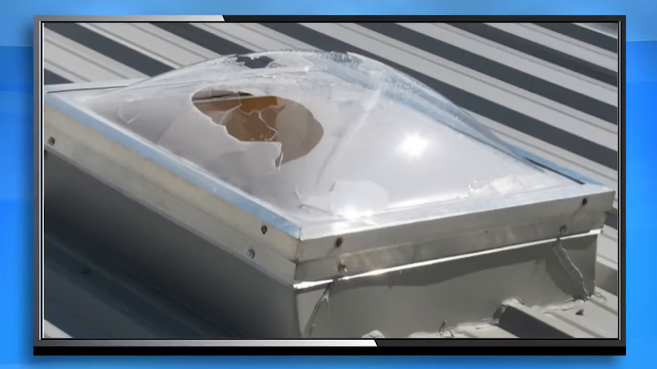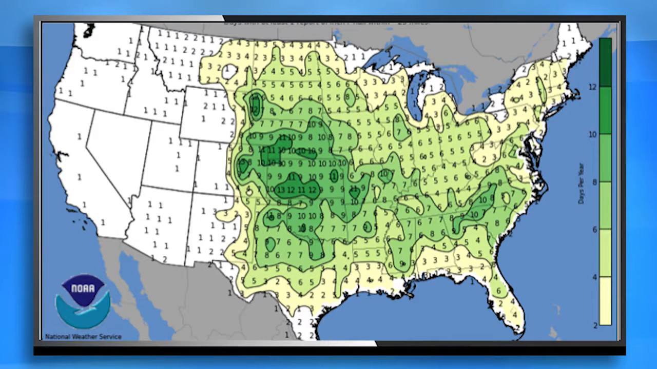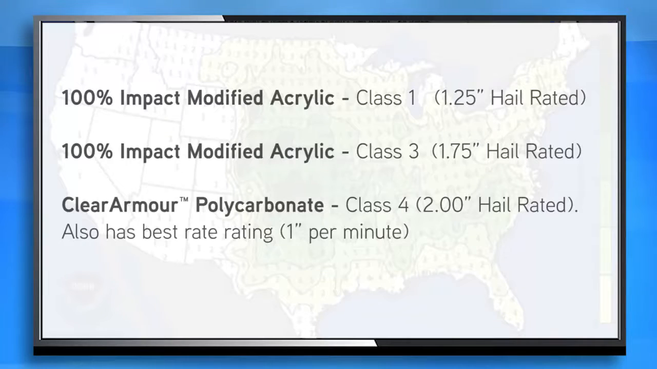Another thing you want to think about when selecting a skylight is how it's going to deal in storms, and in particular hail. We have different glazing materials that can react differently to hailstorms. So we can have something we call Class 1 material that can deal with basically an inch-size hail, all the way up to our Clear Armor product, which is our polycarbonate product, that can deal with up to 2-inch hail. That's big hail. Yes.